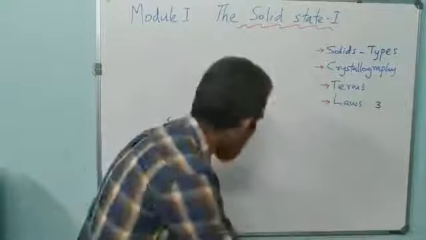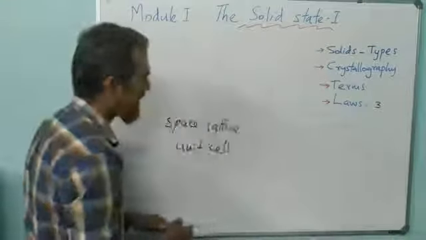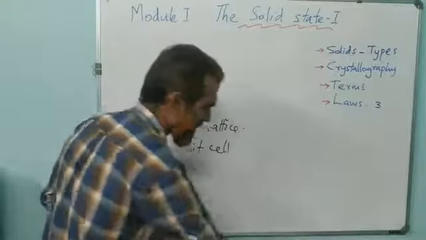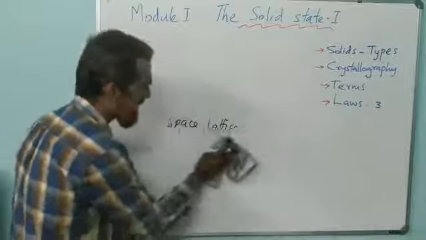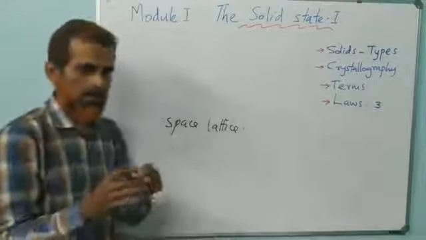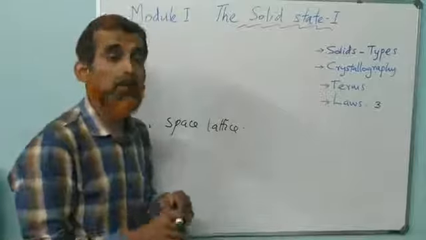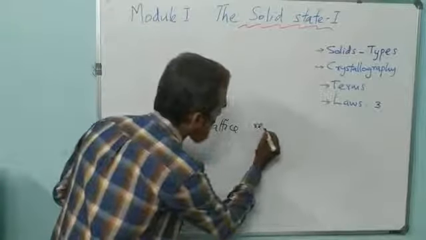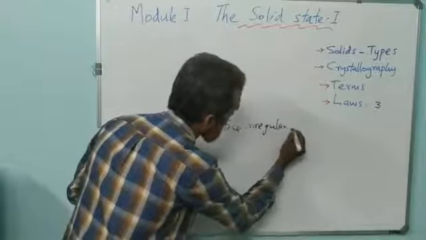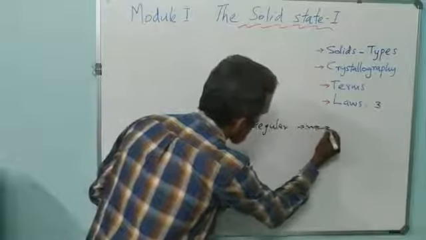So space lattice is, what is space lattice? It is the regular arrangement of points.